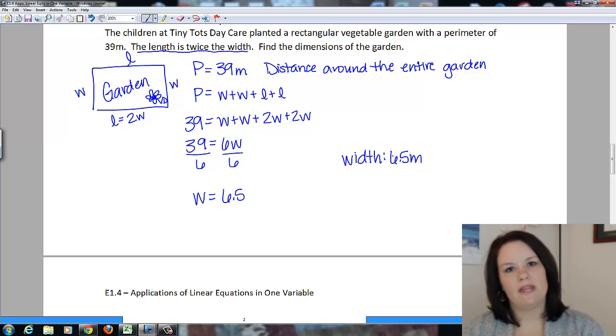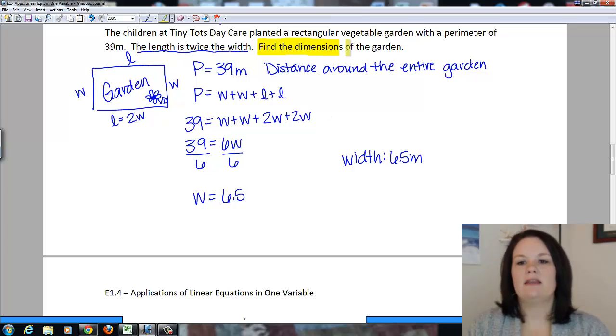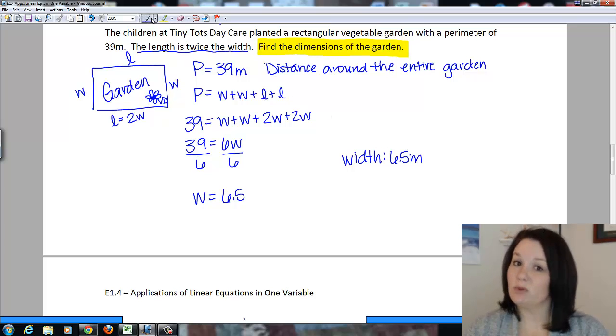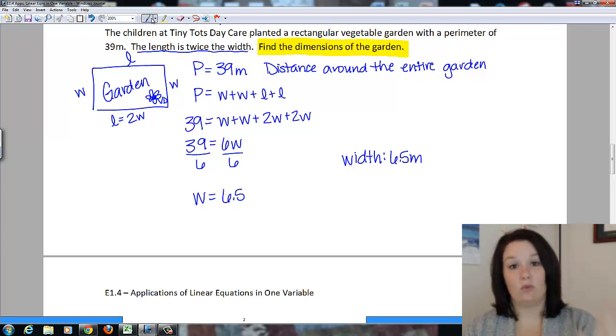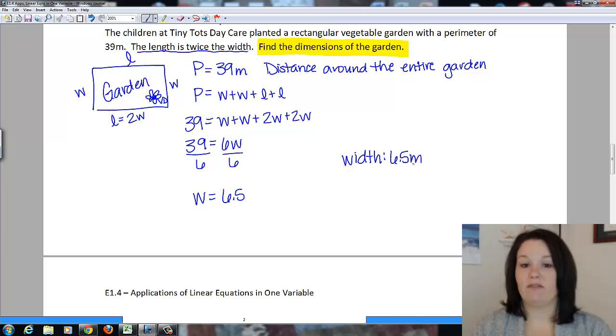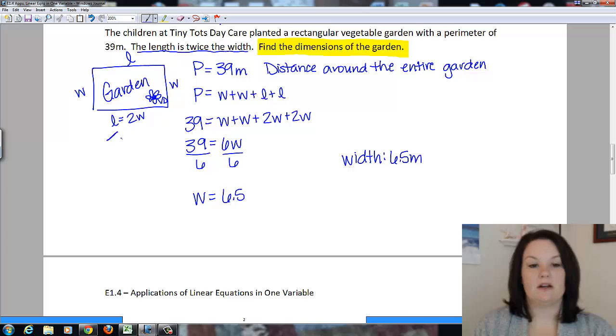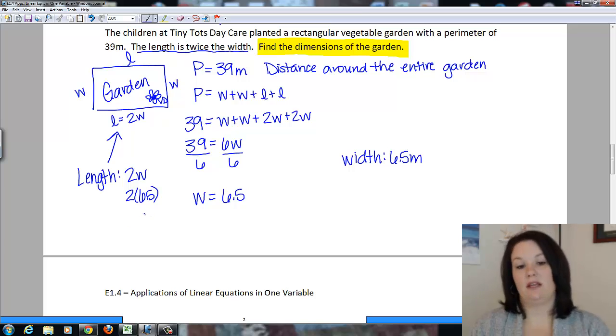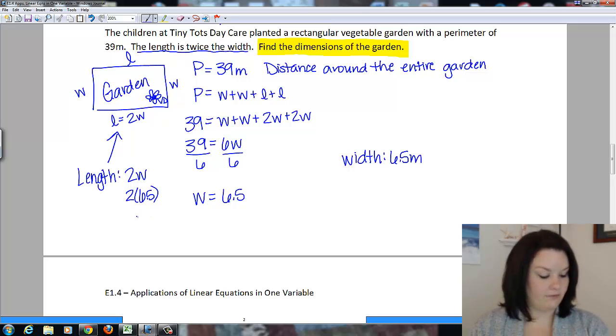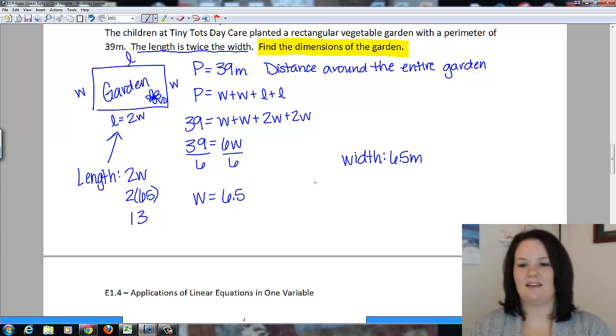Let's go back and figure out what they asked for. They're saying, find the dimensions of the garden. Dimensions is plural, meaning we need both the length and the width. So since our width is 6.5, now all we have to do is plug that back in to find the length. We know from up here that our length is the same as 2 times the width. So if I do 2 times the width, which we know is 6.5, then our length would have to be an even 13. So our length is 13 meters.